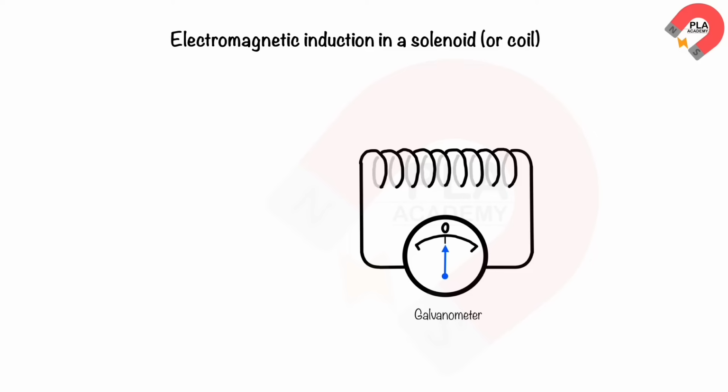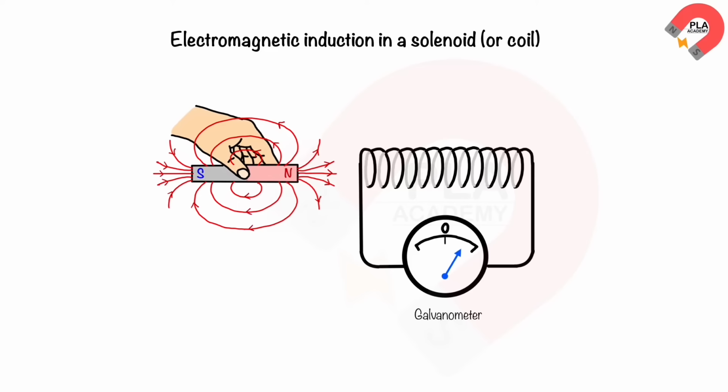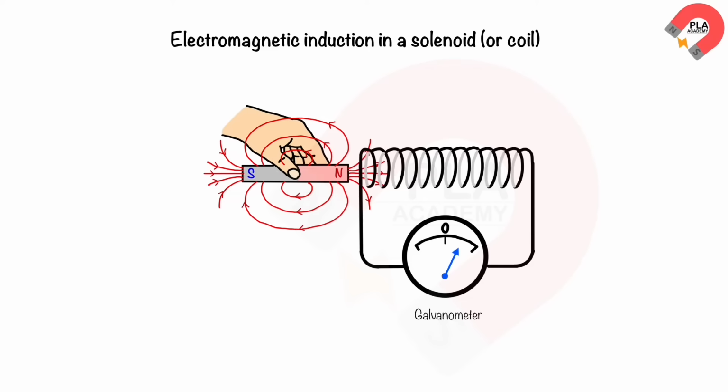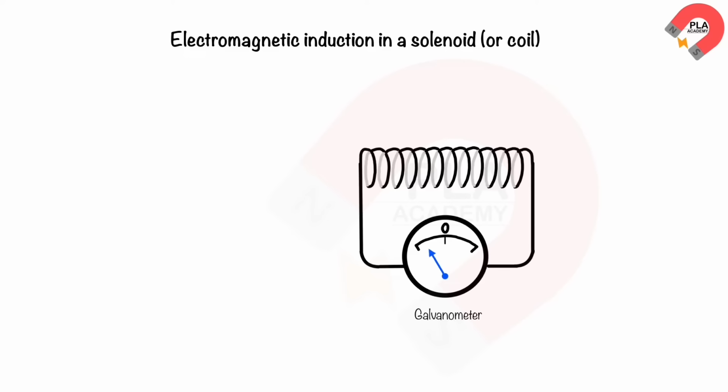This means that the induced current increases as the magnet moves faster. When the number of turns in the solenoid increases and the north pole of the magnet moves into the solenoid, the deflection of the needle to the right is greater. This means that the induced current increases as the number of turns in the solenoid increases.